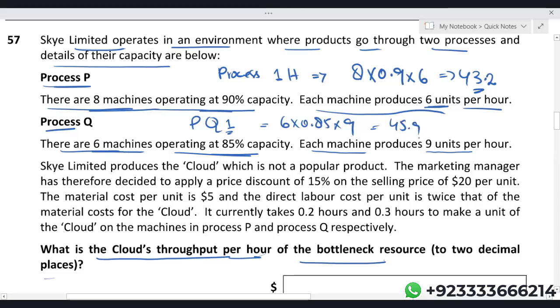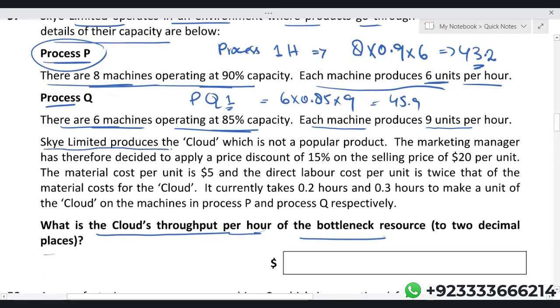Obviously, the process which makes fewer units per hour, that is your bottleneck. So the bottleneck is process P. Obviously, for calculating a return per factory hour, we'll calculate throughput per unit, and then it will be divided by the bottleneck resources, and the bottleneck is process P. It's not process Q.